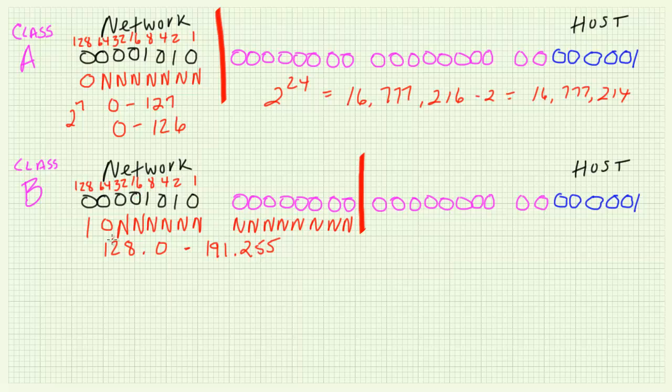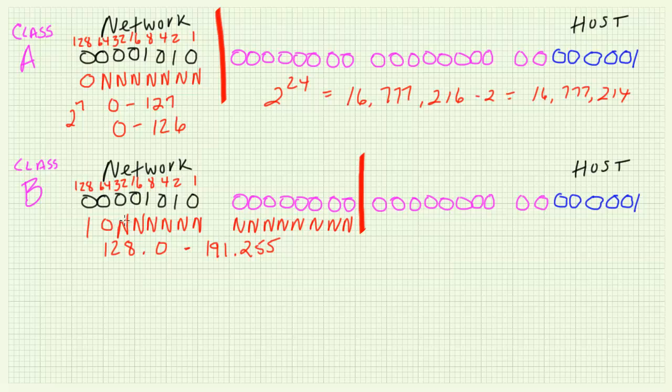How did I get that once again? Well, let's just go through it. If we set all of these bits here to 0, this one has to remain a 1 because the rule says so. This one has to remain a 0 because the rule says so. We set all these to 0. We set all of these to 0. Then the first possible Class B network number is going to be 128.0, because we said these are all zeros, these are all zeros, and there's a 1 right there.